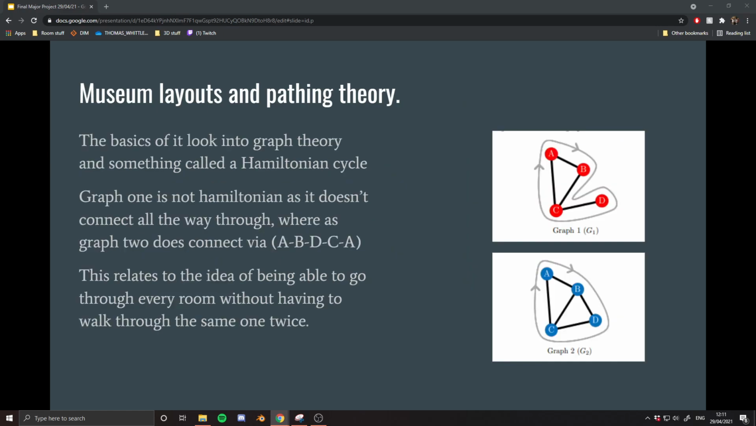The basis of it is looking into graph theory, and one of the big things is called a Hamiltonian cycle. Graph 1, the top one, is not Hamiltonian because it doesn't connect all the way through. As you can see, B and D don't connect, whereas graph 2 does. You can traverse it via A through B, D, C, and then back to A. This relates to the idea of being able to go through every single room without having to walk through the same room twice. I'll explain how that comes into my practice later.